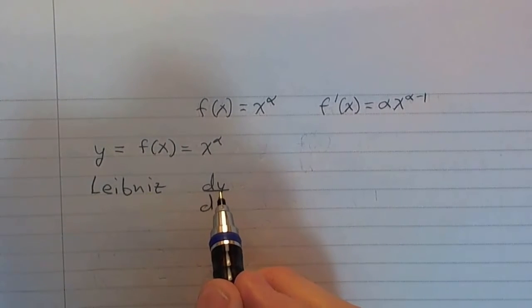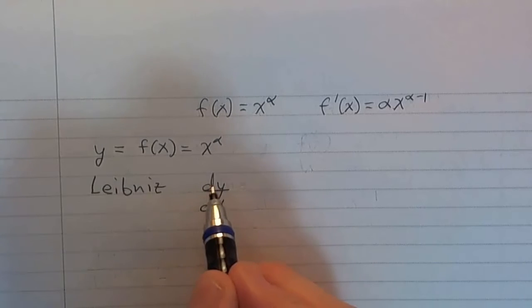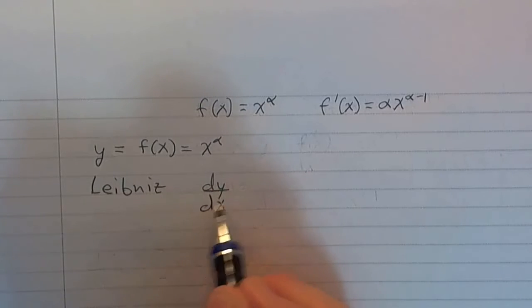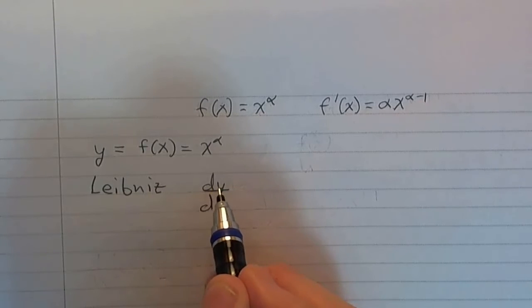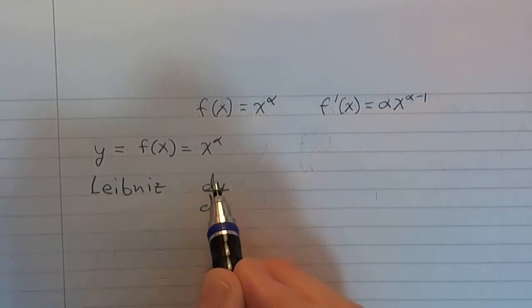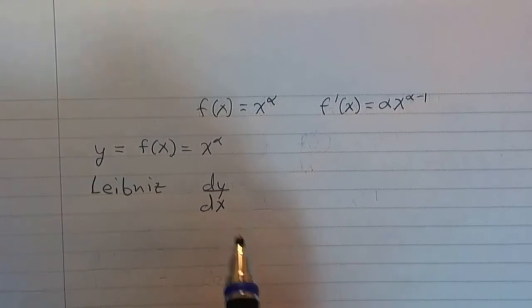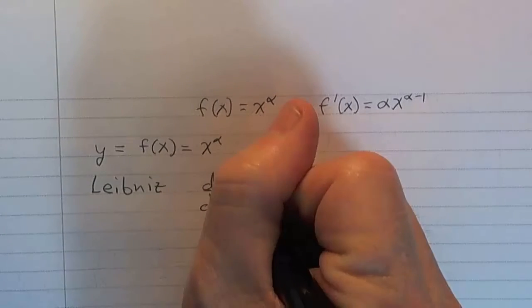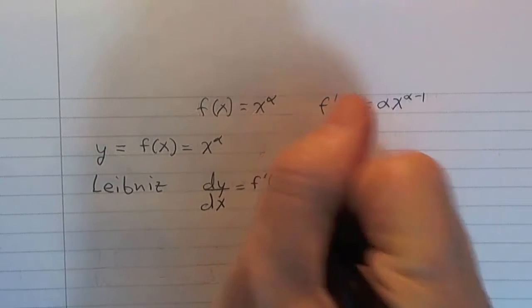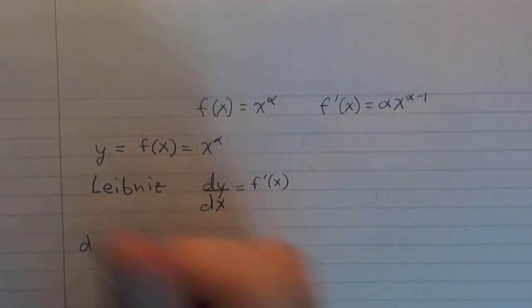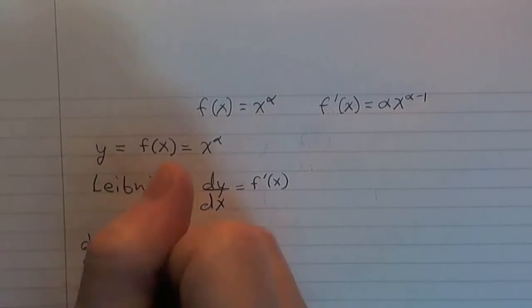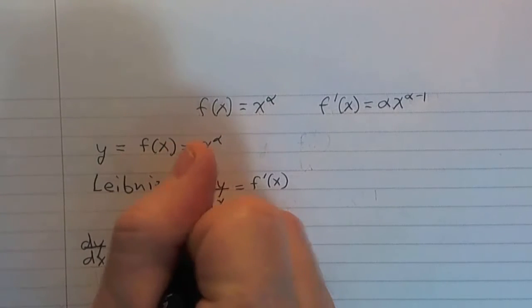It kind of puts you in mind of the slope, the change in y over the change in x. That's kind of what it puts you in mind of, but it's just a notation, and it reads like this: the derivative of y with respect to x. We're taking the derivative of y with respect to x. In other words, x is the independent variable, and it's the same as f prime of x. So we might say dy dx for this function up here would be alpha x to the alpha minus 1.